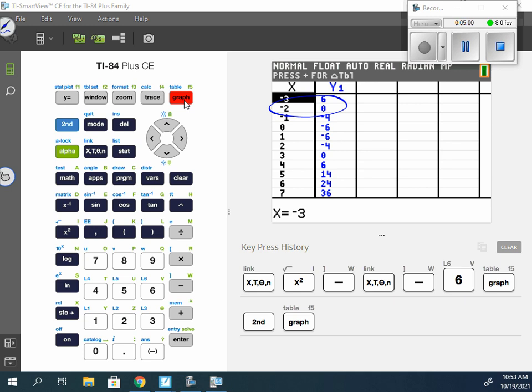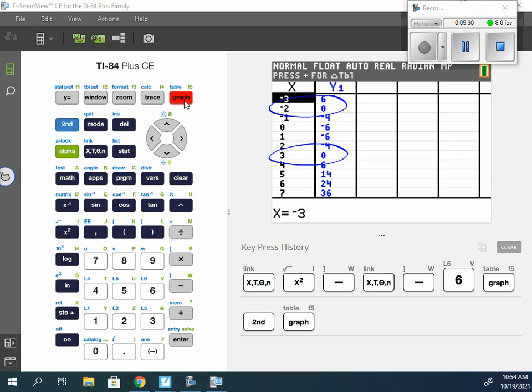That's what a table is. It gives us the x value and its corresponding y value. We can cursor up and down on the table, and we also have the point (3, 0), because when x is 3, the y value is 0.